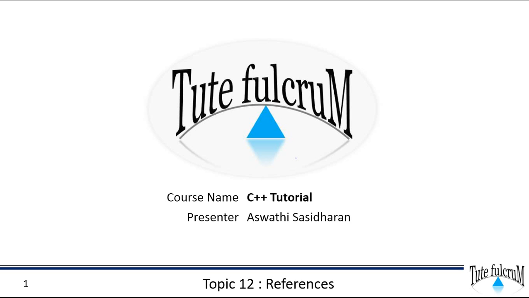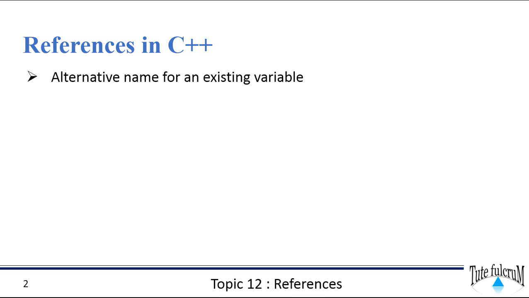This session is on references in the C++ programming language. A reference variable is an alias, that is, another name or an alternative name for an already existing variable. Once a reference is initialized with a variable, either the variable name or the reference name may be used to refer to the variable. So let's look at the syntax, how to work with references.